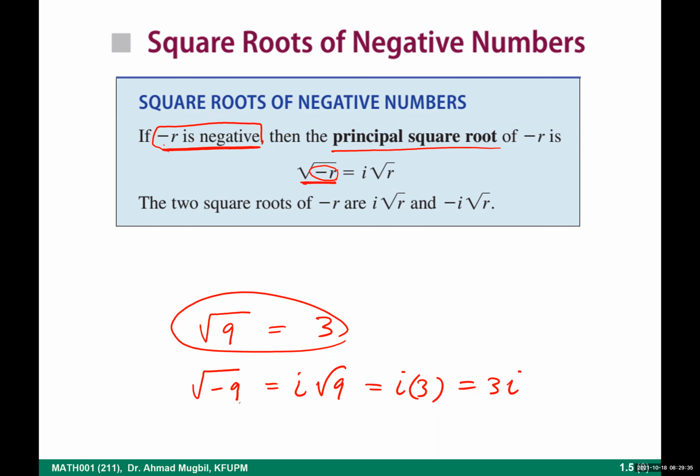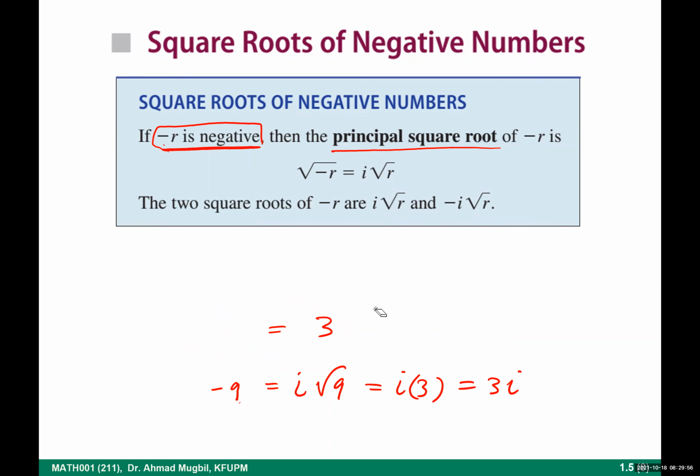If r is negative, what will happen? Negative by negative is positive, and this will not be complex. It will not be imaginary. It will be real. Now, if you want to talk about the positive and the negative root, they are two.